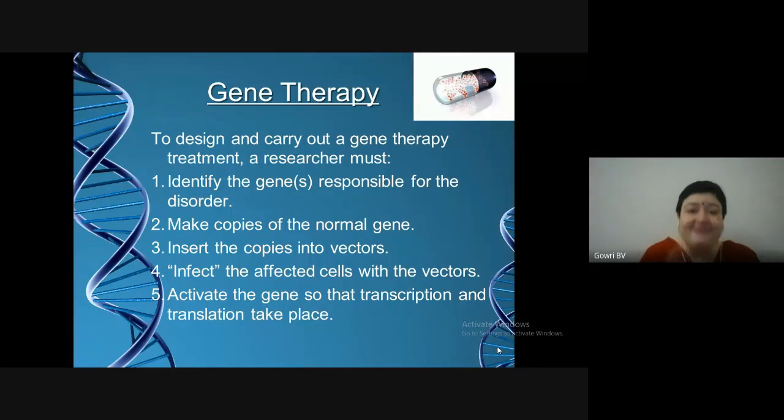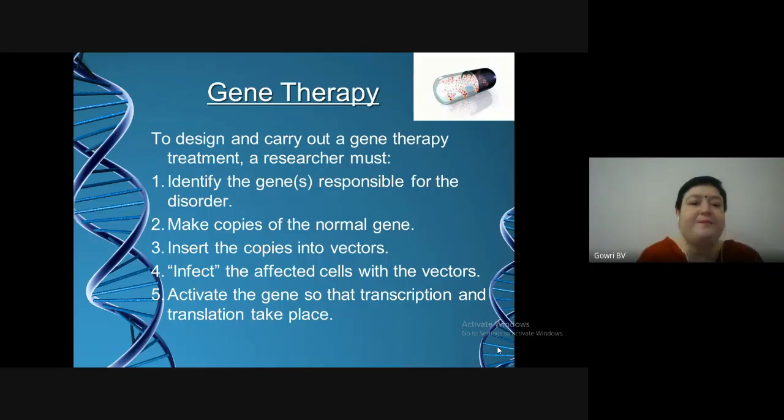First, to identify a genetic disorder, he should know what gene is coding for what protein molecule or what enzyme molecule it codes for. So the first predominant function for a genetic researcher in gene therapy is to identify the gene or genes responsible for the disorder. So you know what a defective gene is and what the original form of the gene is.